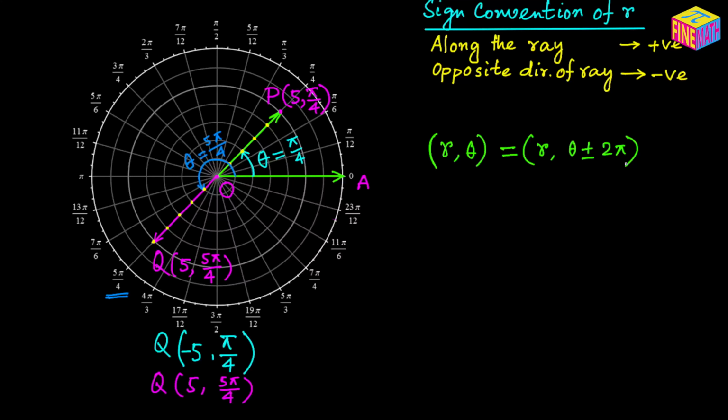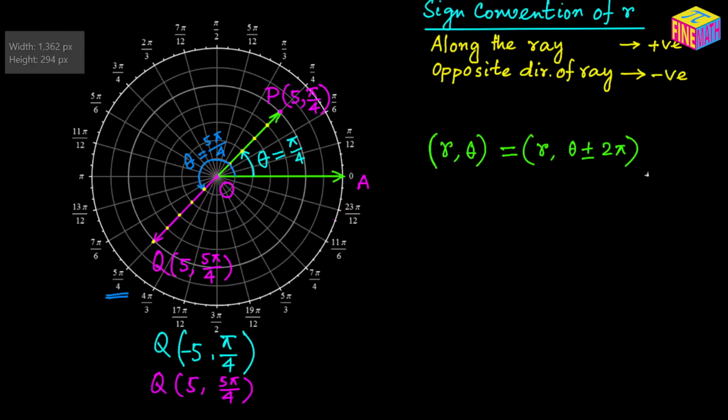So whether you rotate it in the positive direction one full circle, or you rotate it in the negative direction one full circle, the ray is still going to be at the same position. So if somebody says, hey, here is a huge angle, a large angle, you can reduce that to a smaller angle by subtracting multiples of 2 pi or adding multiples of 2 pi. So this is one important observation that we should note.